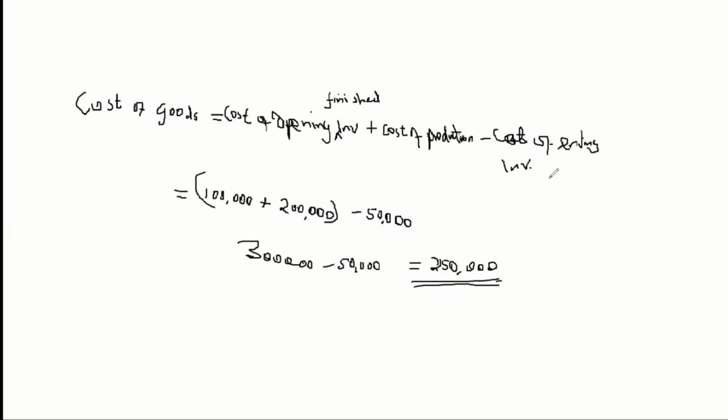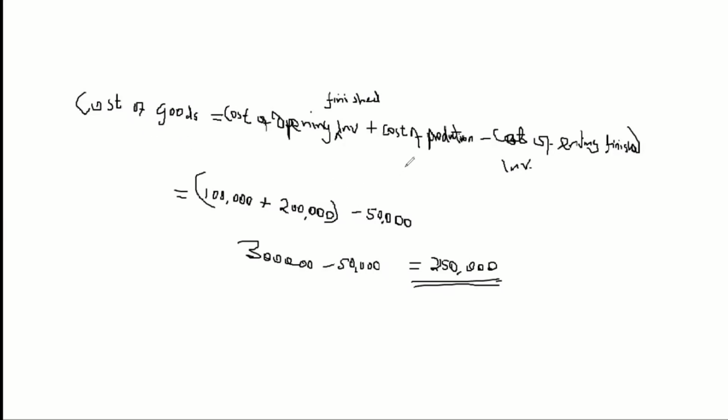Minus cost of ending finished inventory. Whatever we are selling is what is finished, and not what is in process or work in process. So for manufacturing companies, this formula helps them to determine the cost of goods.